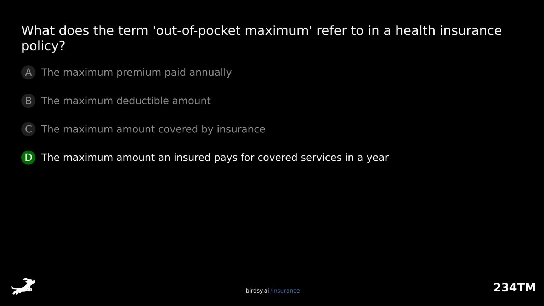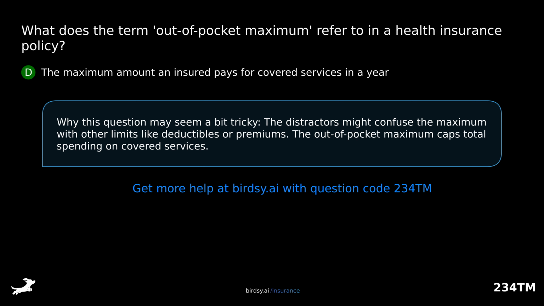The answer is D, the maximum amount an insured pays for covered services in a year. Why this question may seem a bit tricky. The distractors might confuse the maximum with other limits like deductibles or premiums. The out-of-pocket maximum caps total spending on covered services.